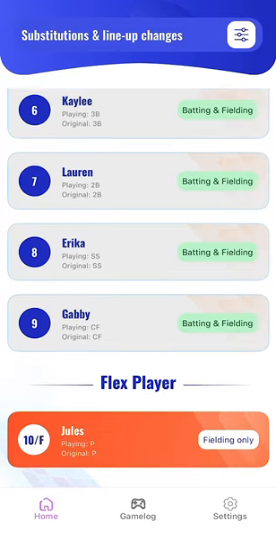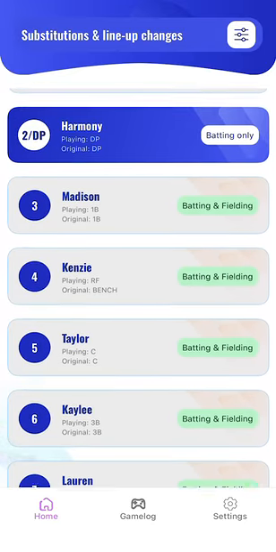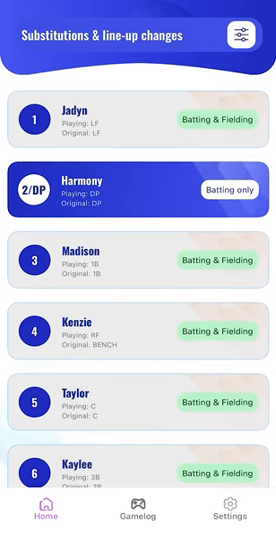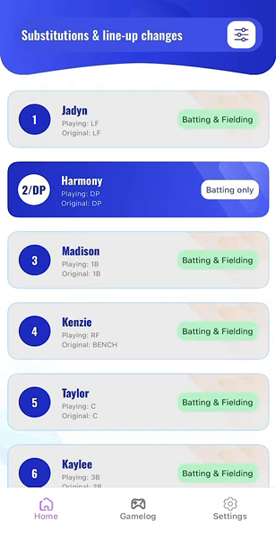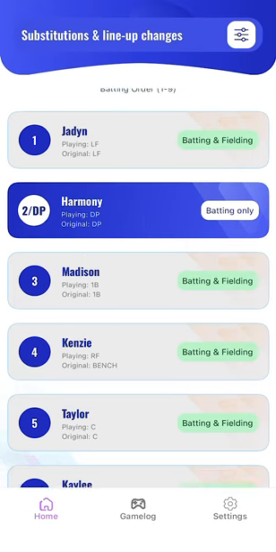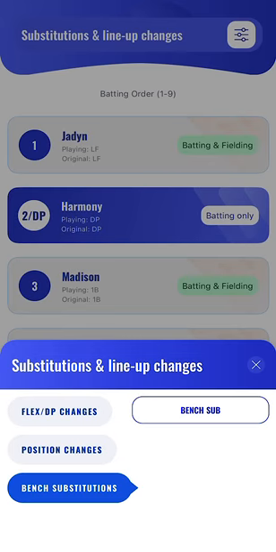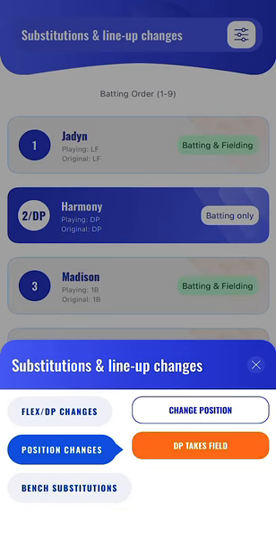So here again, it's so you can see what we're doing. So basically, we're going to go DP into the field, and then that's going to be into first base, so that moves Madison to the OP, and then we're going to sub Kaimi in to this spot because Kaimi can play first base. So now this spot will be playing first base. Okay, so let's go up to the substitution bar, and we're going to go DP takes field.